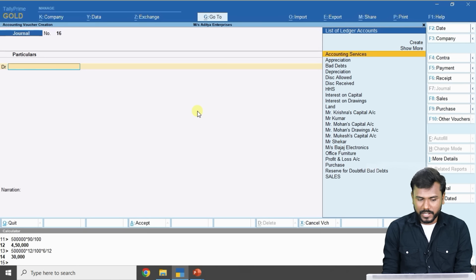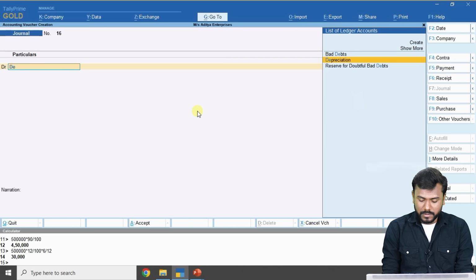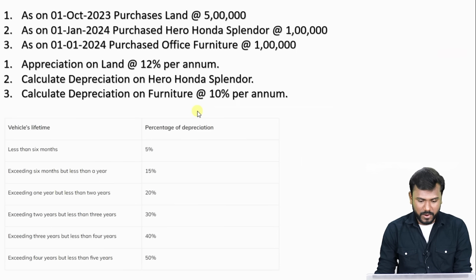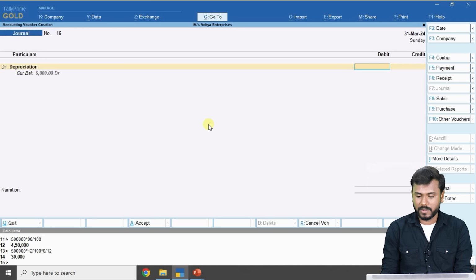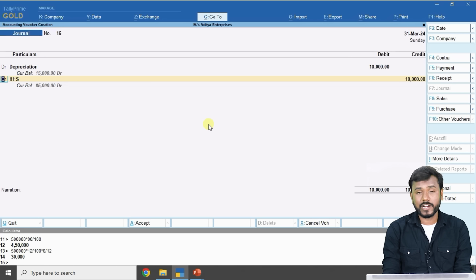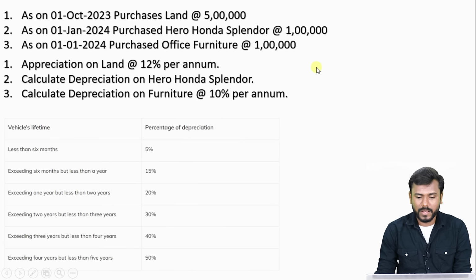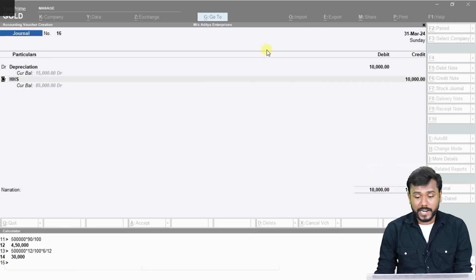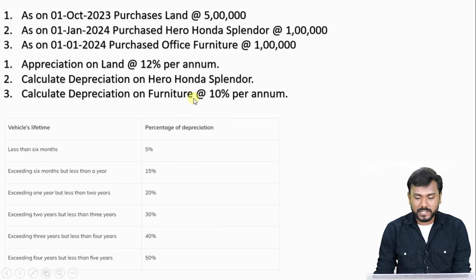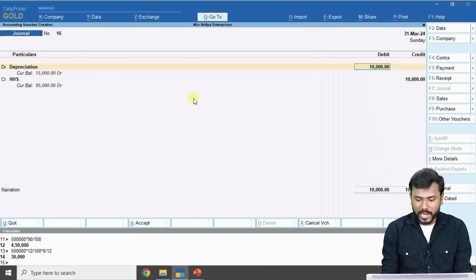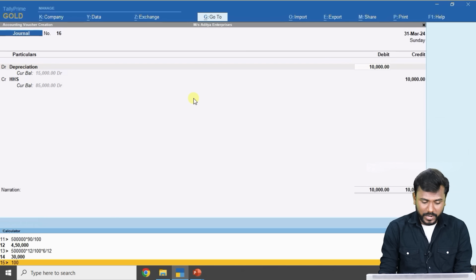So I will directly go to journal, depreciation on the furniture. How much? 10% of 1 lakh. We have invested how much on the furniture? 1 lakh we purchased. We purchased by paying 1 lakh for furniture. Now the depreciation is only 10% per annum. 10% per annum. Now we need to calculate. Alt plus C, 1 lakh.